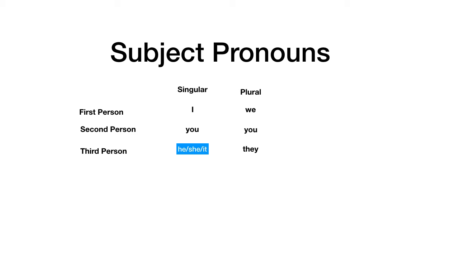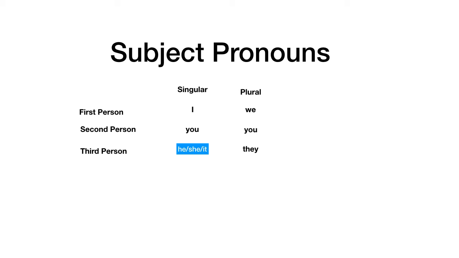I want you to hear the term first person singular. That refers to I, the subject pronoun I. First person plural is we. Second person singular, you. Second person plural, you. It's the same. Third person singular, he, she, it. The third person plural is they. And here you see he, she, it in blue.